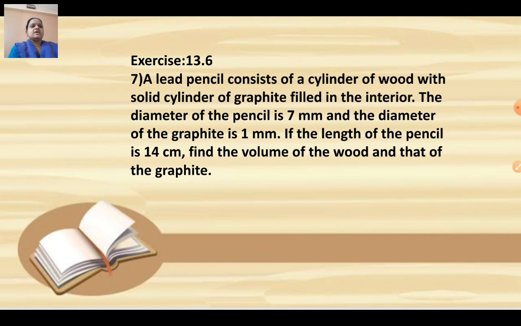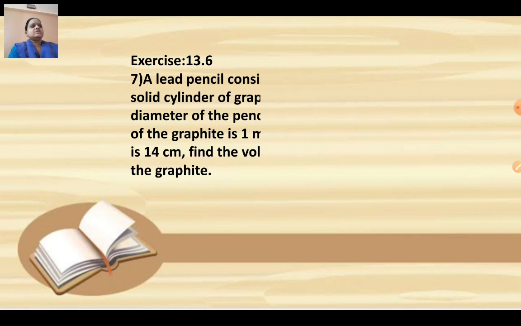Okay, now listen carefully. What is given? They have given the lead pencil. You all know the pencil. The outer part is made up of wood and the inner part is of graphite. The black one we call lead, that is graphite. That is also in a circular shape. First of all, what is given? 7 millimeter is given for the pencil and for the graphite it is given as 1 millimeter. And we want to find out the volume of wood, that means excluding that graphite, and the second one is only of graphite. So let us see the solution.